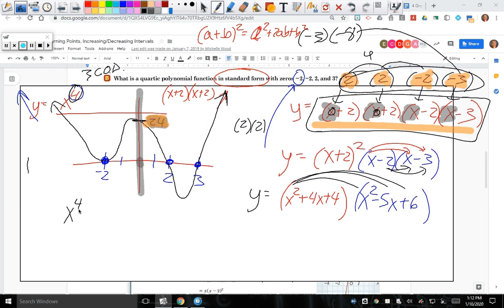X to the 4th, minus 5x cubed, plus 6x squared. Perfect. Let me ask you something. Do I still need parentheses? Not anymore. Because these are the last 2 terms that are falling out that I won't need any more parentheses. You with me? There's a lot to remember again, but it's not bad once you get to practice.